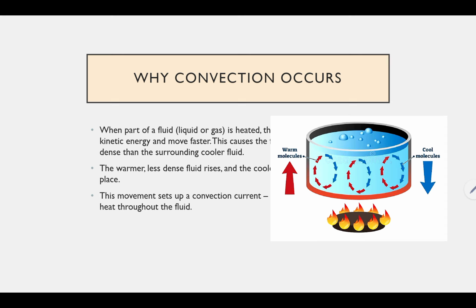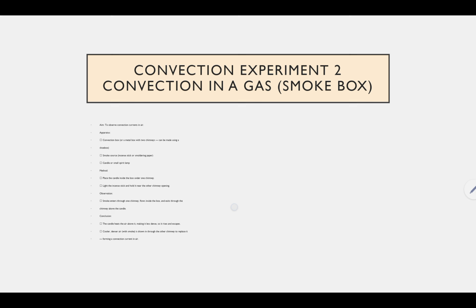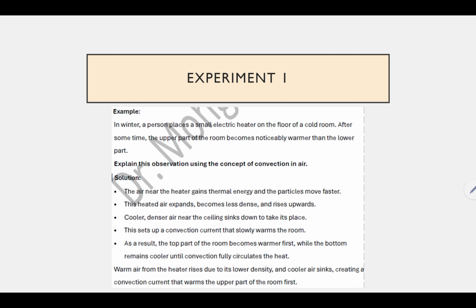So why does convection occur? When part of the fluid, which is the liquid or gas, is heated, kinetic energy causes particles to move faster, making them expand, making them less dense, going up. And the cooler ones, they are more dense, so they sink down, and this movement is known as convection current. I've put a couple of examples just to repeat. So let's move on to the questions themselves.